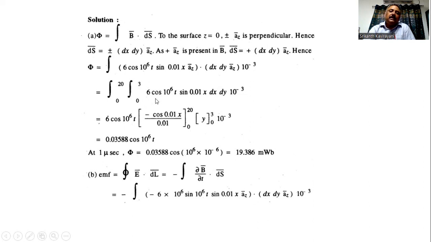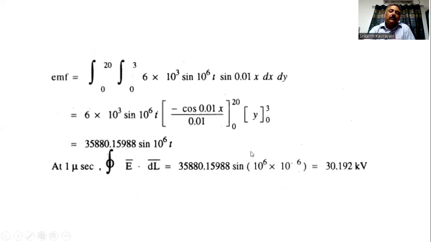So this is the basic simple problem which we normally encounter when trying to understand this particular aspect of Faraday's law. Then the second part of this question is the EMF, integral E dot dl equal to minus dou B by dou t dot ds. So we again substitute the given parameters and then analyze the values here. Then we see that EMF equals integral 0 to 20, 0 to 3, 6 into 10 power 3, sine 10 power 6 t, sine 0.01x dx dy.